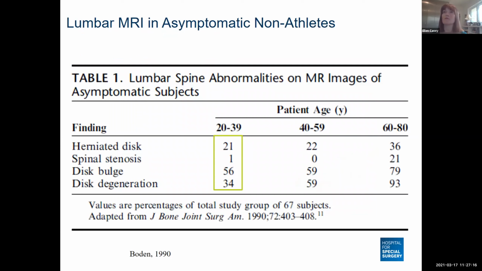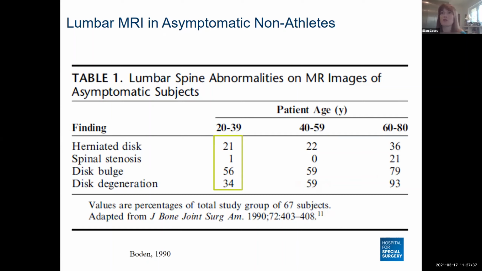Because we know if we take 100 people off the street with no back pain, these are not athletes, but just regular people, we're going to find stuff in their spine. And then we have to deal with that and figure out what we're going to do and does it matter and is it relevant? So the Bowden study from 1990, which is represented here, is certainly one of the most well cited, but there's others that support this.